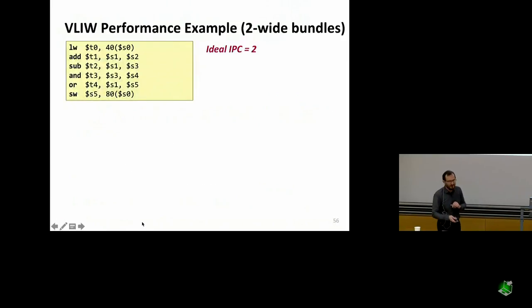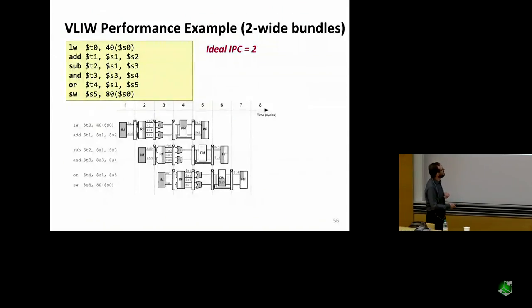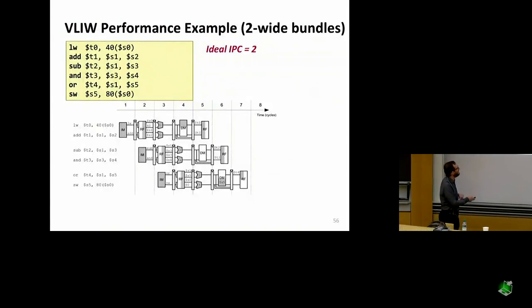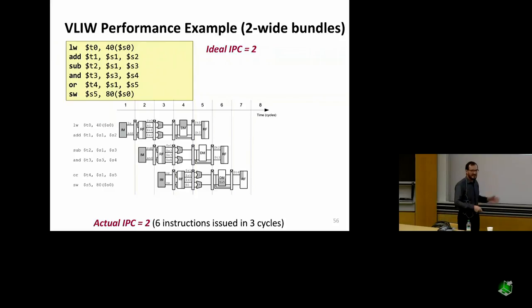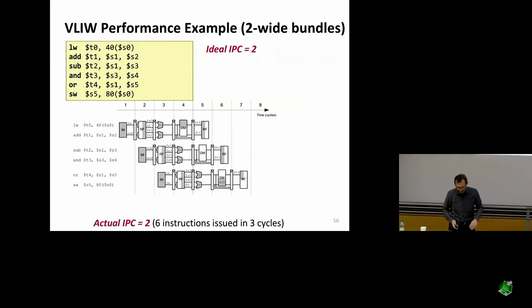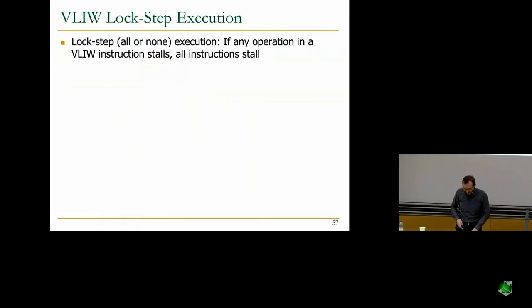Let's look at one example over here. It's going to be very obvious with the pipeline that we've shown for superscalar. The pipeline is very similar but much simpler compared to superscalar. In this case, the compiler optimized the code such that you can execute two instructions per cycle. They're all independent of each other, the two-instruction bundles. So you get two IPC, six instructions issued in three cycles. Wonderful, if it works well.